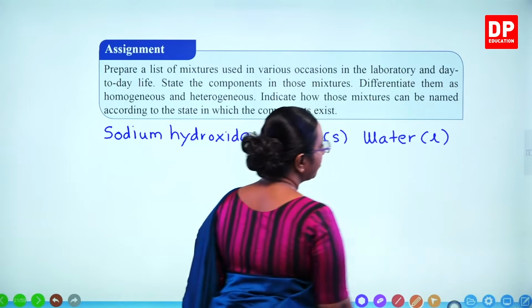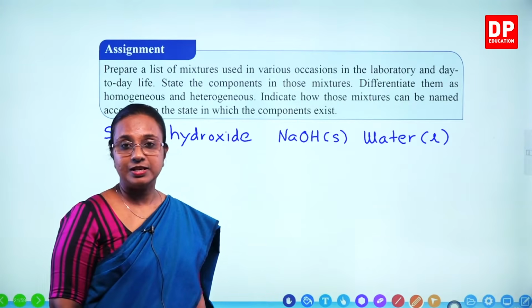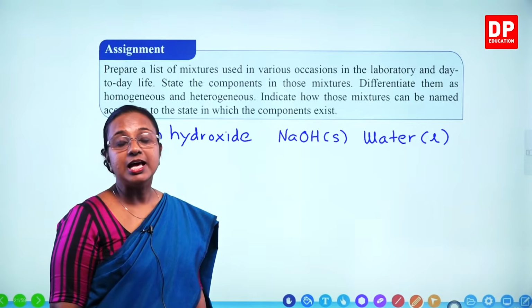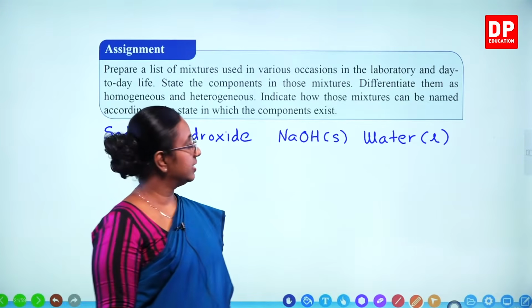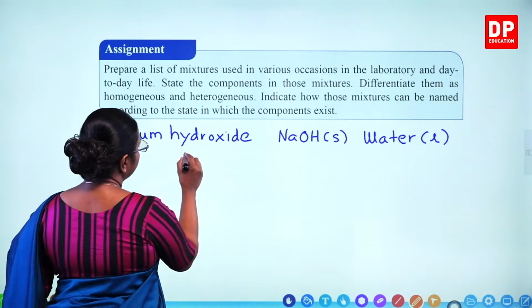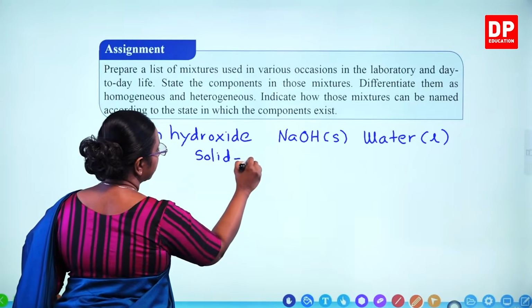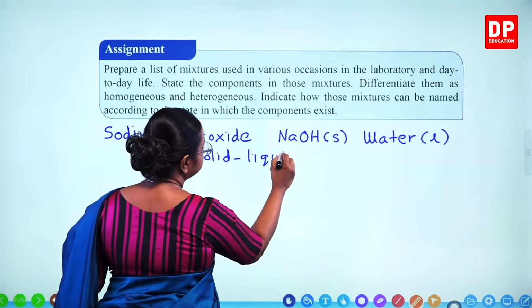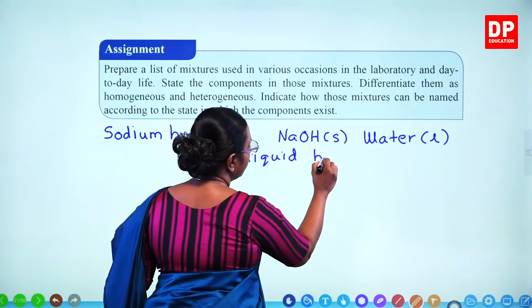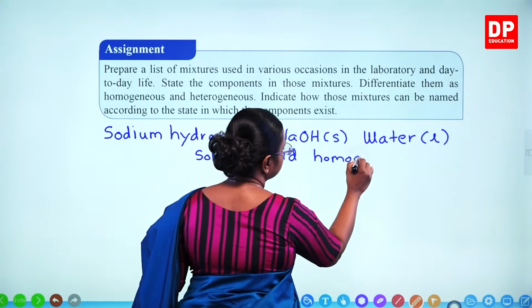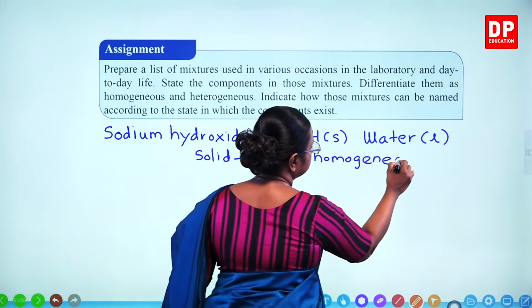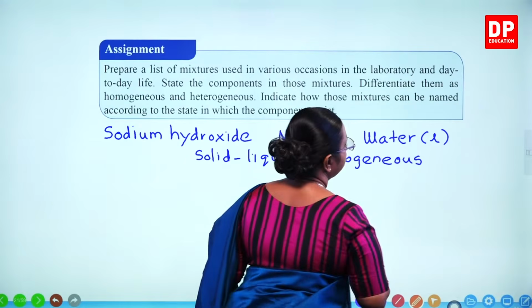It is a liquid, therefore this will be a solid liquid homogeneous mixture. So if we write the name: solid, liquid, homogeneous mixture.